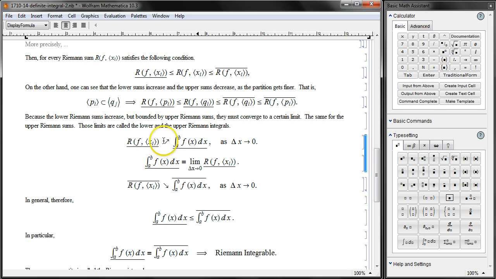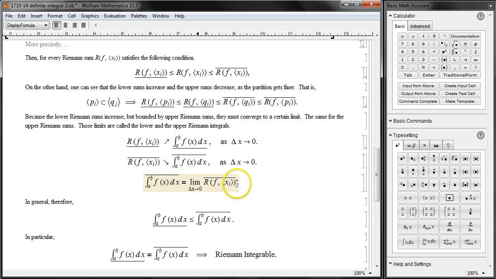So what do we do? Consider only lower Riemann sums and take the limit. Because this is an increasing sequence, you always have to have a limit. The same thing goes for upper Riemann sums. Upper Riemann sums decrease, so the limit always exists. The sequence is not allowed to go back up, and it cannot go all the way down to negative infinity, because the upper Riemann sums are greater than lower Riemann sums, so they have to stop somewhere.